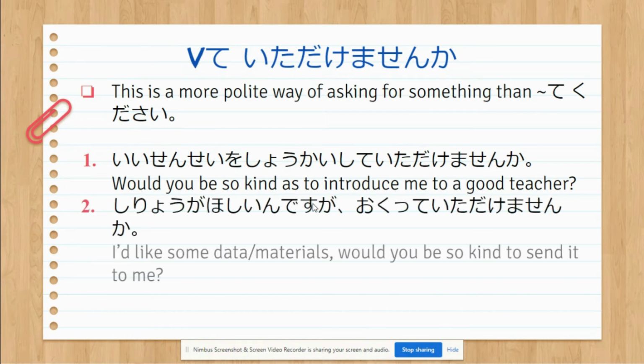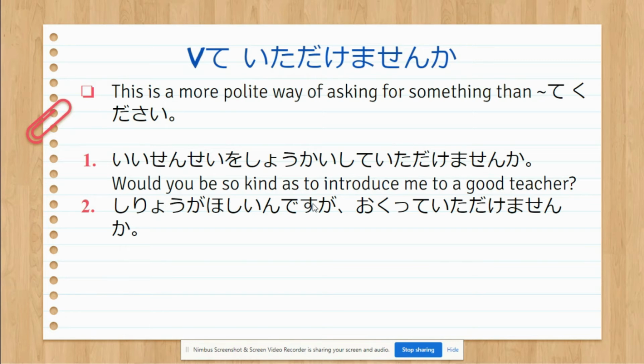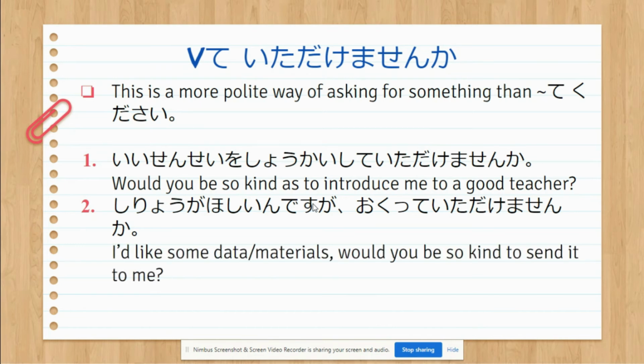Another one is Shiryou ga hoshiin desu ga okutte itadakimasen ka? I'd like some data or materials. Shiryou, would you be so kind to send it to me? Okutte is from the word okurimasu. Okurimasu means to send. So we use the pattern here of n desu ga. The introduction is Shiryou ga hoshiin desu ga. I'd like some data or materials. And then you follow with the request. Okutte itadakimasen ka? Would you be so kind to send it to me?